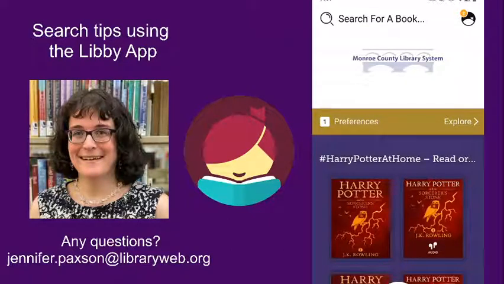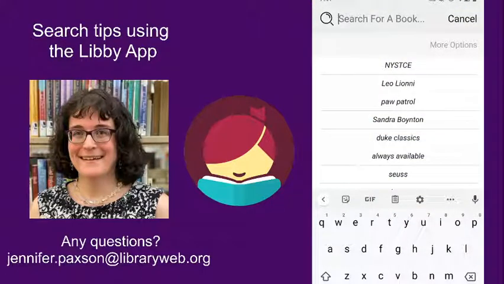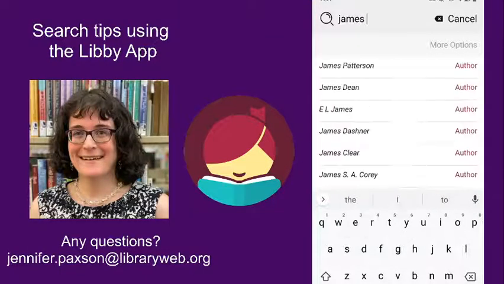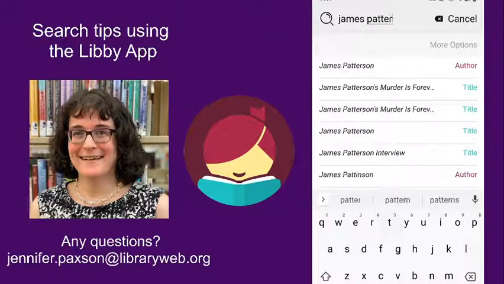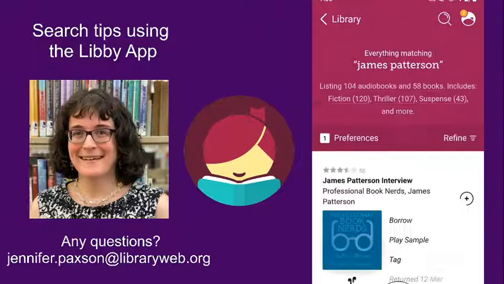So the first thing I want to show you is how to search for a book. You're going to either click on the words "search for a book" up here and type in something that you're looking for. So if you're looking for James Patterson or a specific book by James Patterson, you would type in the name of the author or the book title and put it into this box, and it'll pull up everything that is James Patterson.